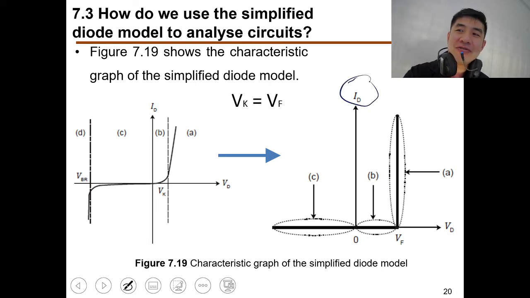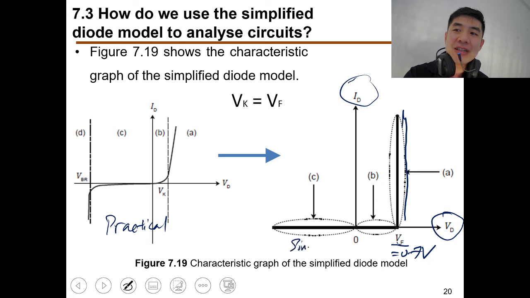ID versus VD. After the forward voltage, mostly on average 0.7 volt, has been achieved, it will let go all the current. See, the current goes up exponentially, right? It looks like this. Can you see the original graph? This is the practical diode model.